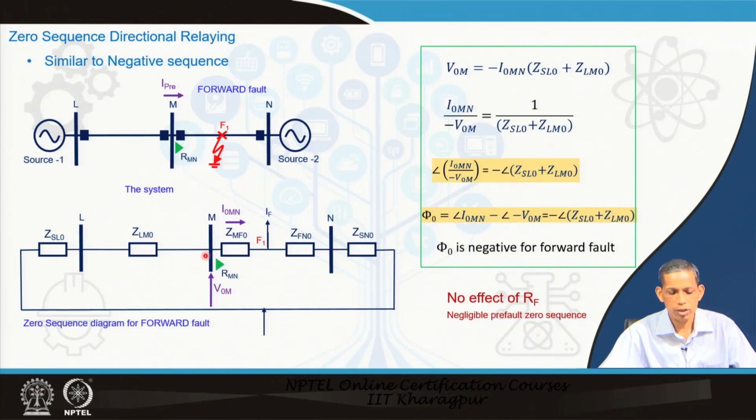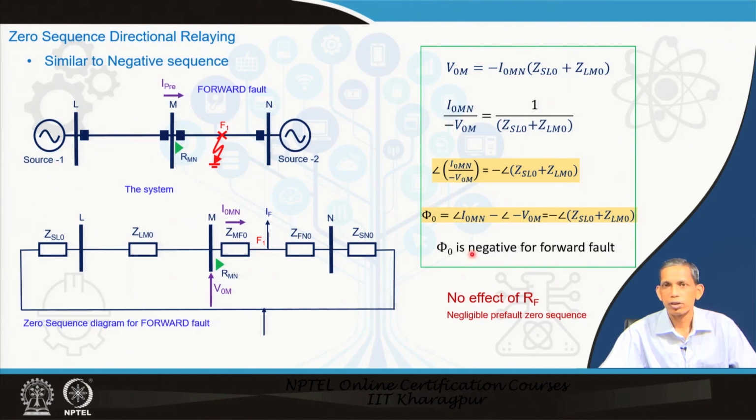So, therefore, two impedances are there behind this relay. So, that is what you can write the expressions for the zero sequence voltage at this bus, minus I 0 m n times Z s L 0 plus Z L m 0, these two impedances, and then the angle of I 0 m n minus angle of minus V 0 m equals minus of the angle of this. So, this being positive, the negative sign implies negative angle. So, phi 0 becomes negative in case of forward fault.